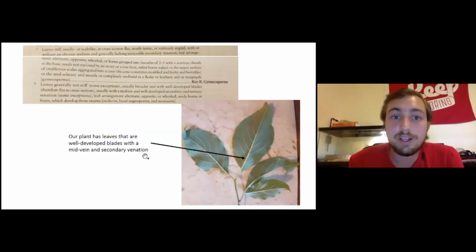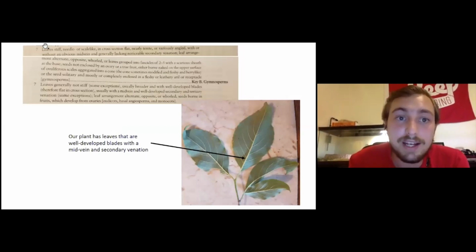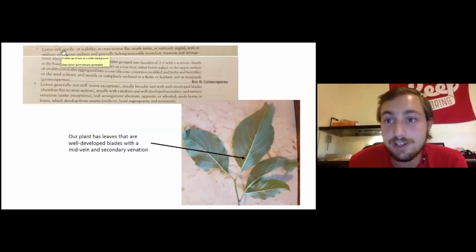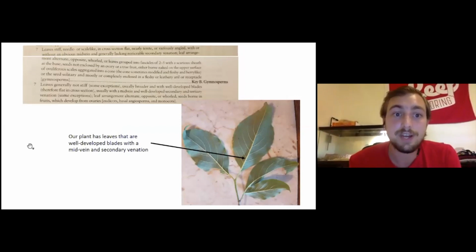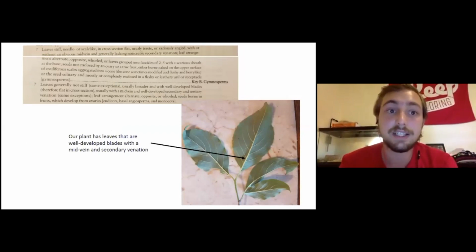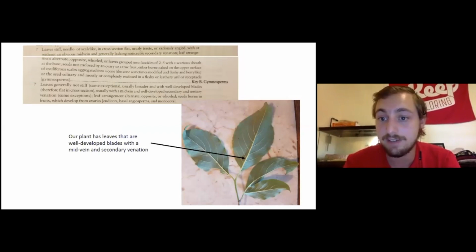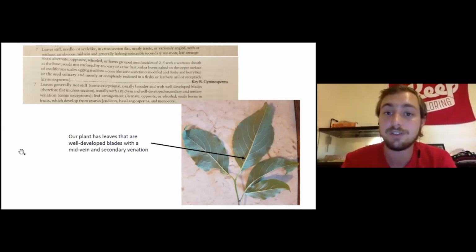And we'll go on to number 7. So I had to combine here because it switches page during couplet number 7. So now we're looking at whether our tree is evergreen, having leaves that are stiff, needle, or scale-like, or if the leaves are generally not stiff and having well-developed blades and having a mid-vein with secondary and sometimes tertiary veins. So our species here has well-developed blades with a mid-vein and secondary venation, despite tertiary venation not being very apparent. We'll still choose 7B.